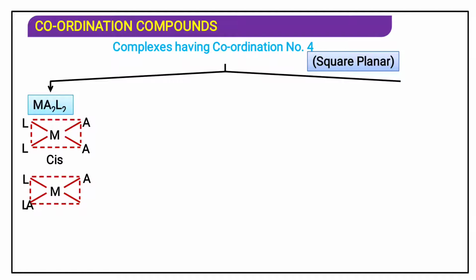Now you can see what a trans compound is. If I divide in this way, you can see this plane contains two different types of ligand. So it is a trans complex.